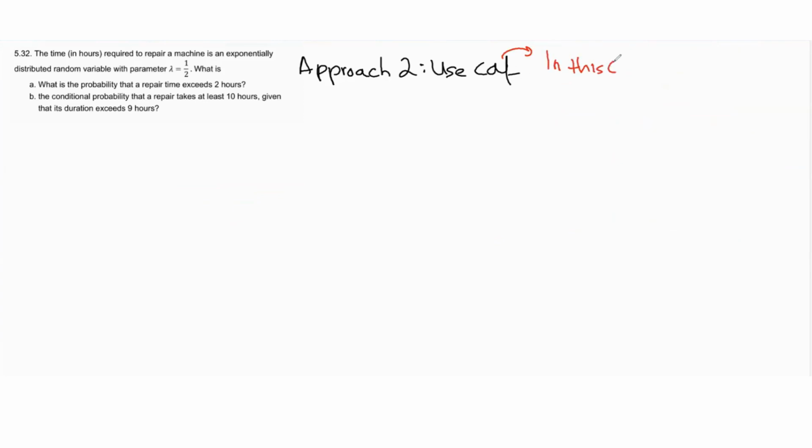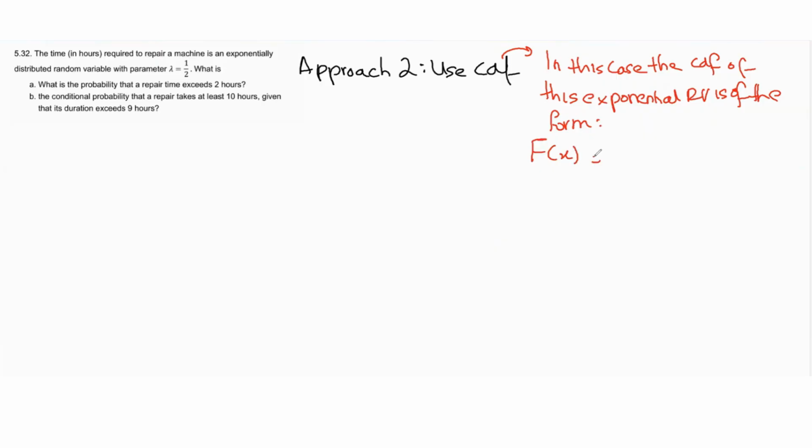So in this case, the CDF of this exponential random variable is of the form, and this is for x greater than or equal to 0, and 0 for other values. Right, so now we know that the CDF takes this form, we know it is an exponential random variable. We want to find the probability x is greater than 1.